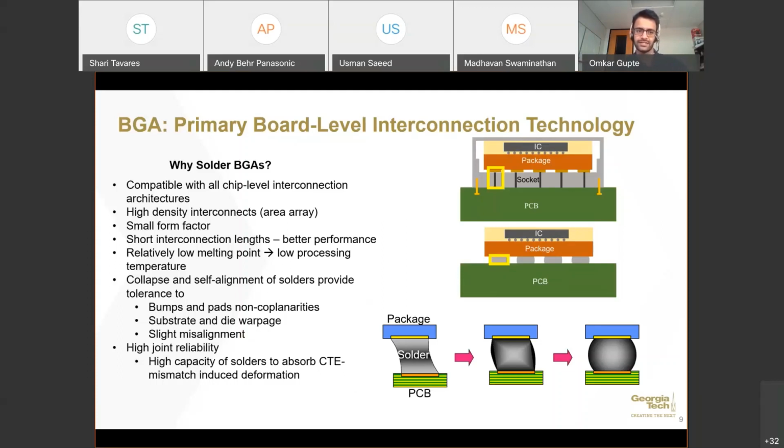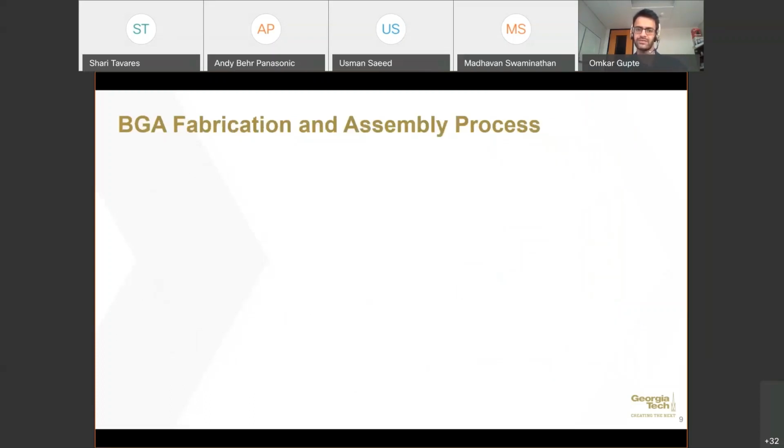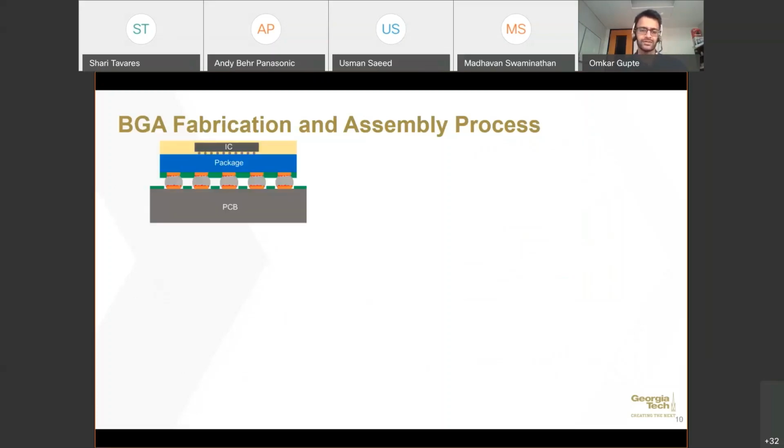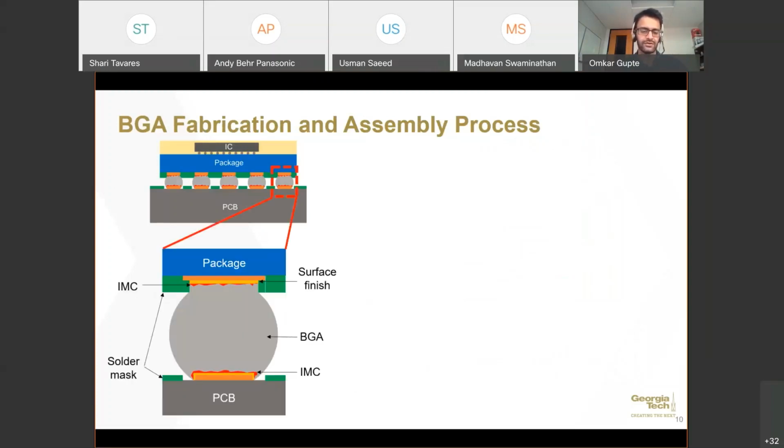So now that we see why this is the primary interconnection technology that is used, we will delve deeper into the BGA fabrication and assembly process, how this interconnection is made. So this is what a standard schematic of a BGA package assembled on the board looks like. And if we look into one of the balls, it has a metallurgical joint formed on the package side and on the board side.